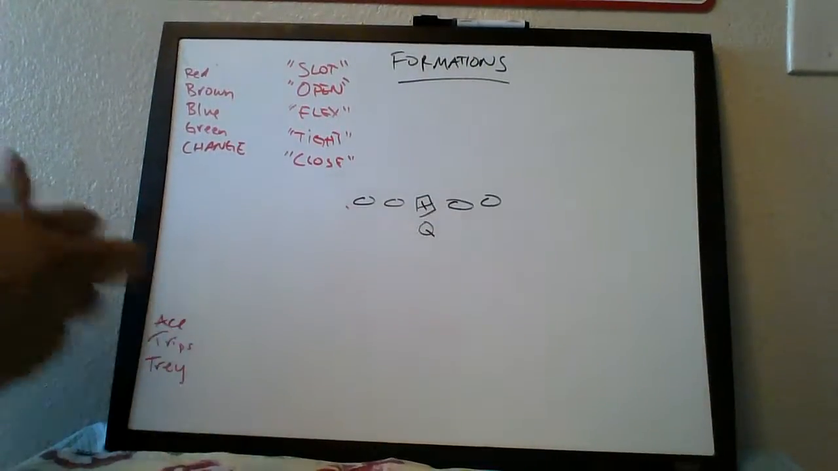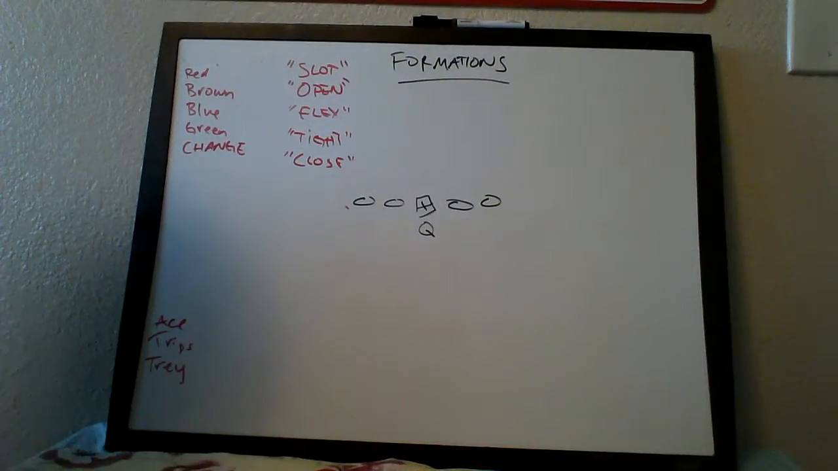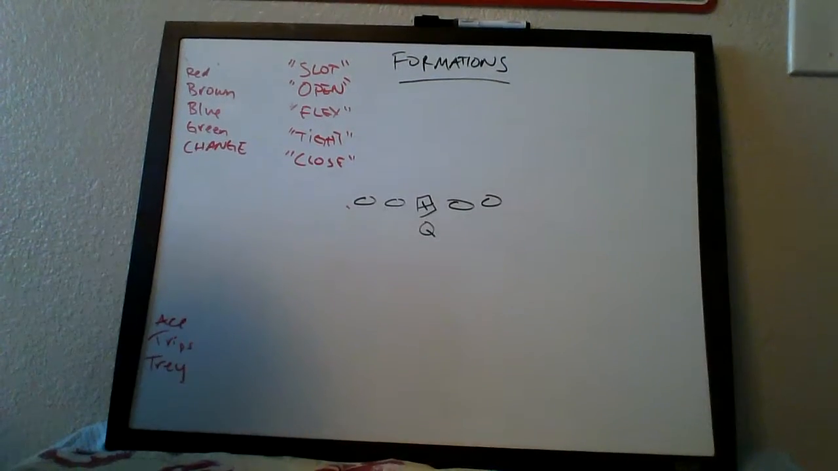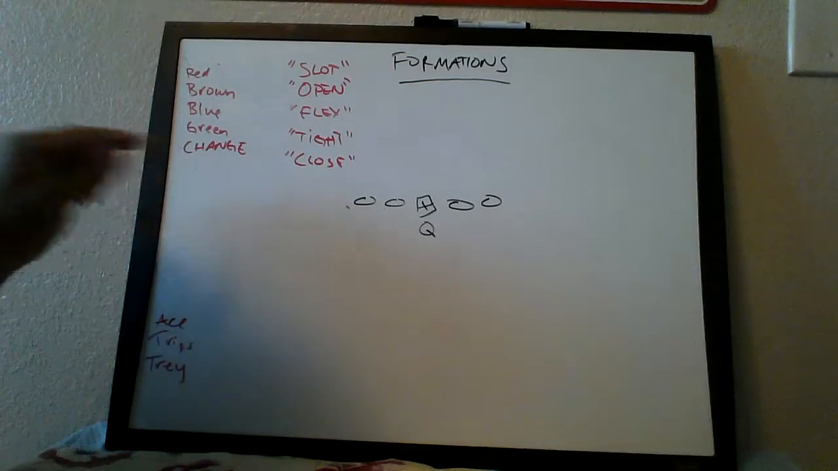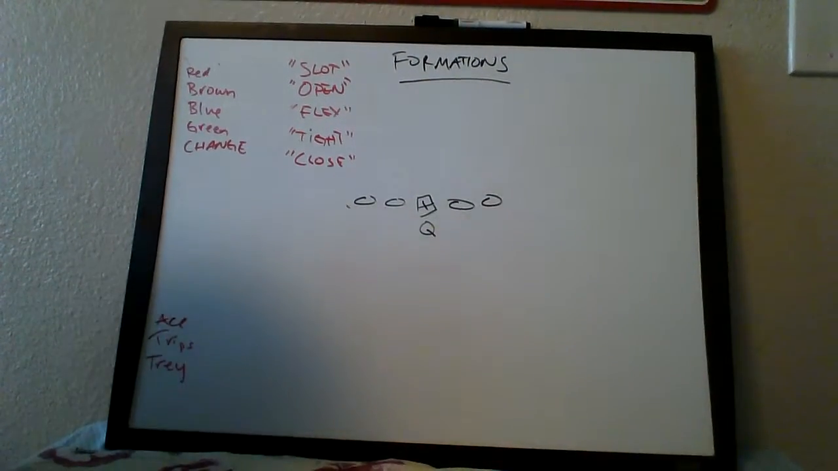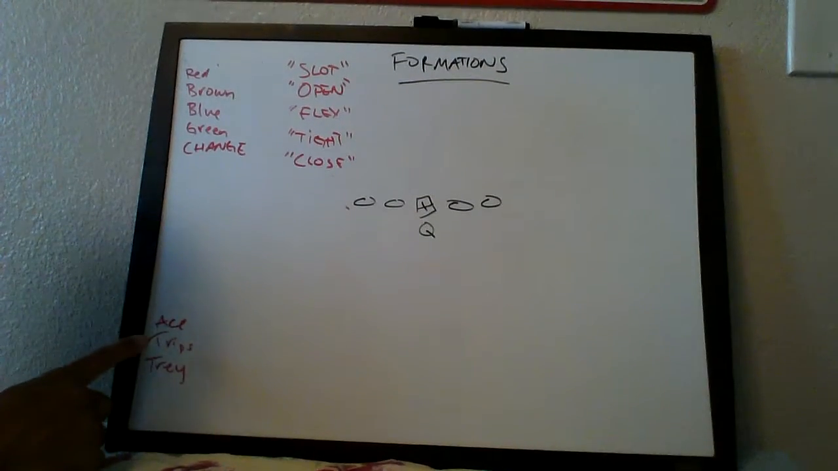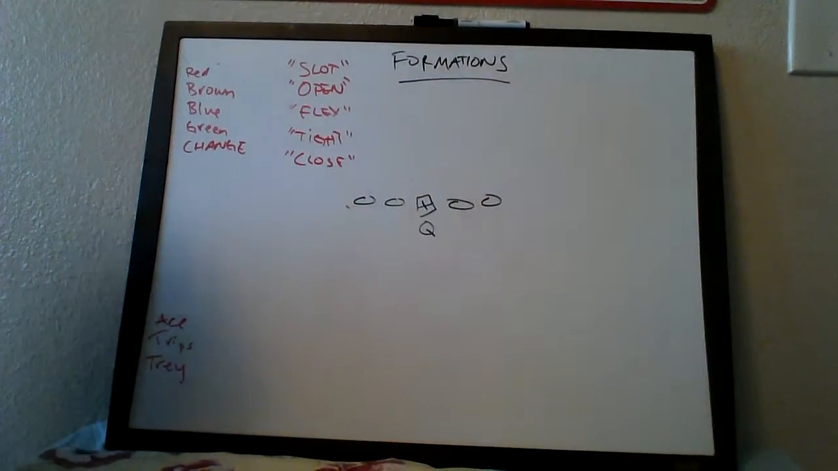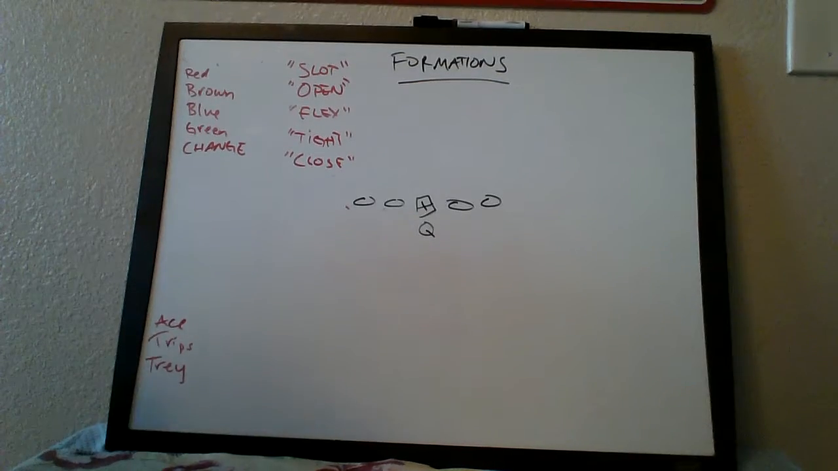So again, the colors pertain to the backs: red, brown, blue, green, strong green, weak green, and then of course the change, which just means they switch spots. Single back sets: ace, trips, tray. There's also another one called empty. We'll add that later on in the season.